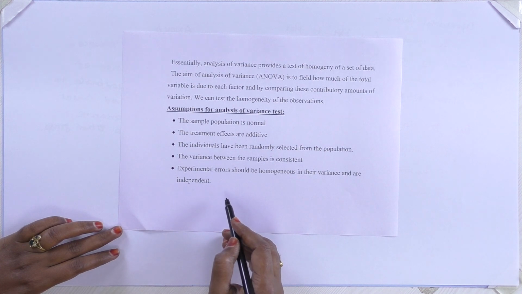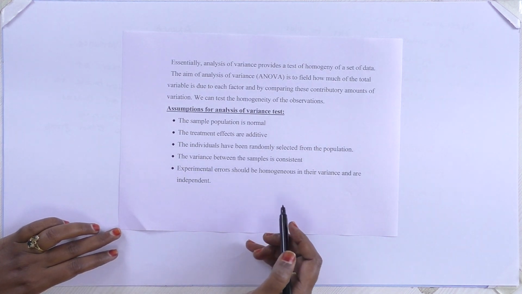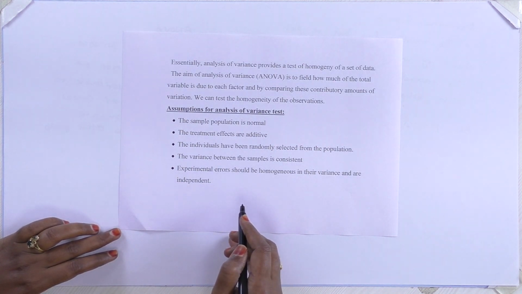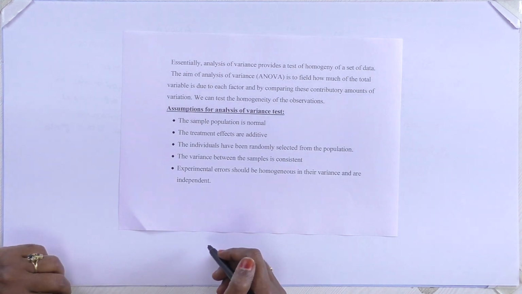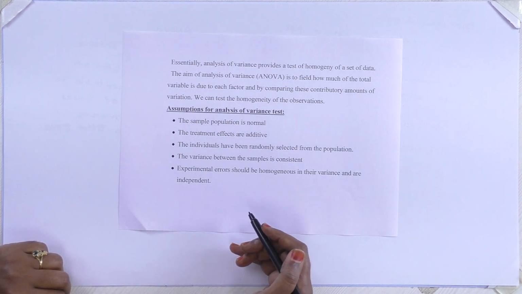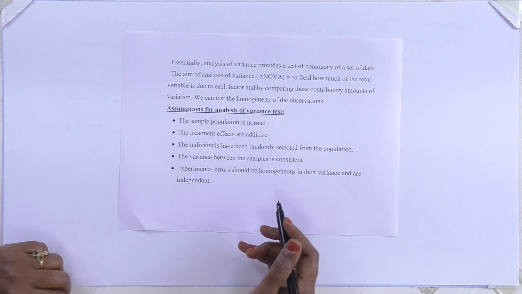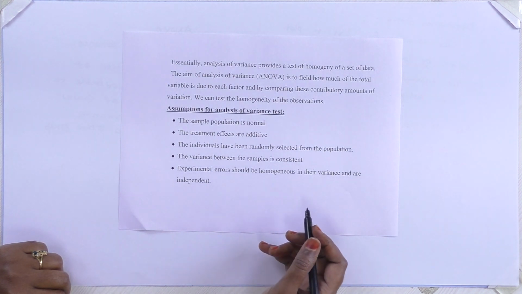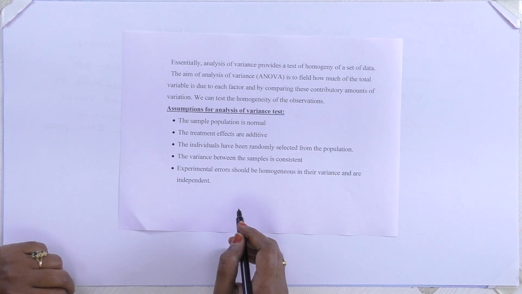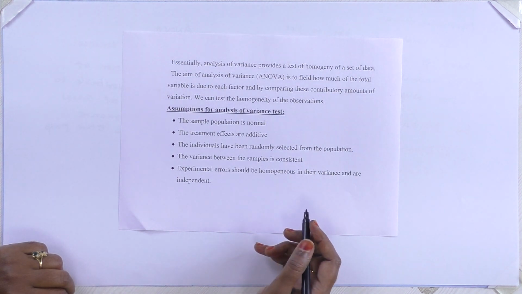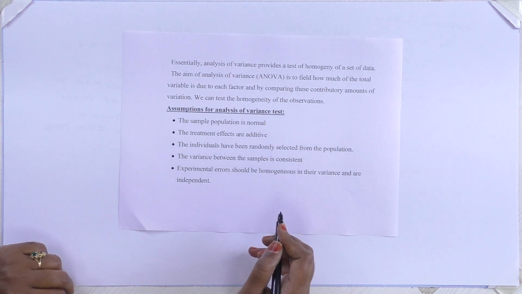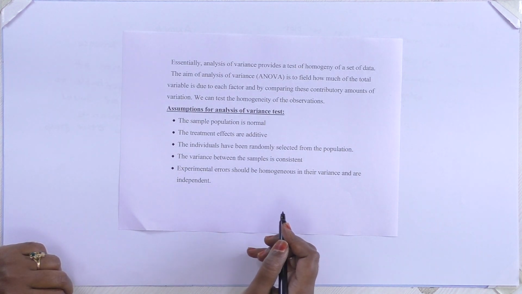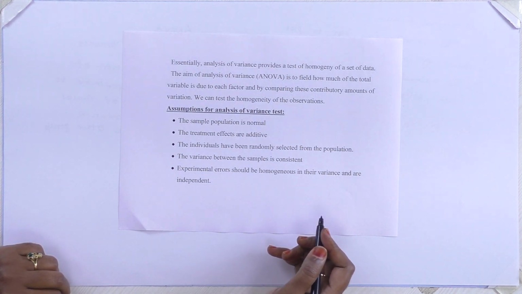Next, we have some techniques based on ANOVA. There is one-way classification, two-way classification, three-way classification. One-way classification, we name it as completely randomized design. Two-way classification is called randomized block design, and three-way classification we name as Latin square design.